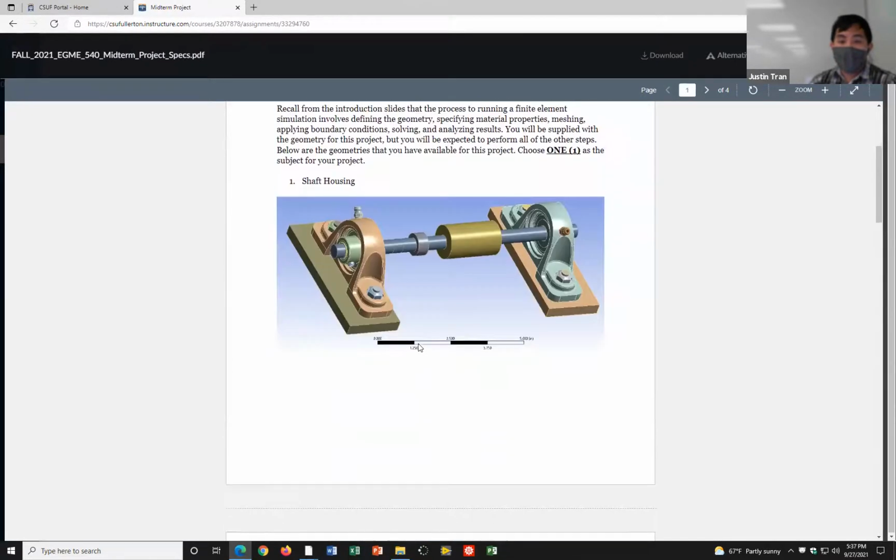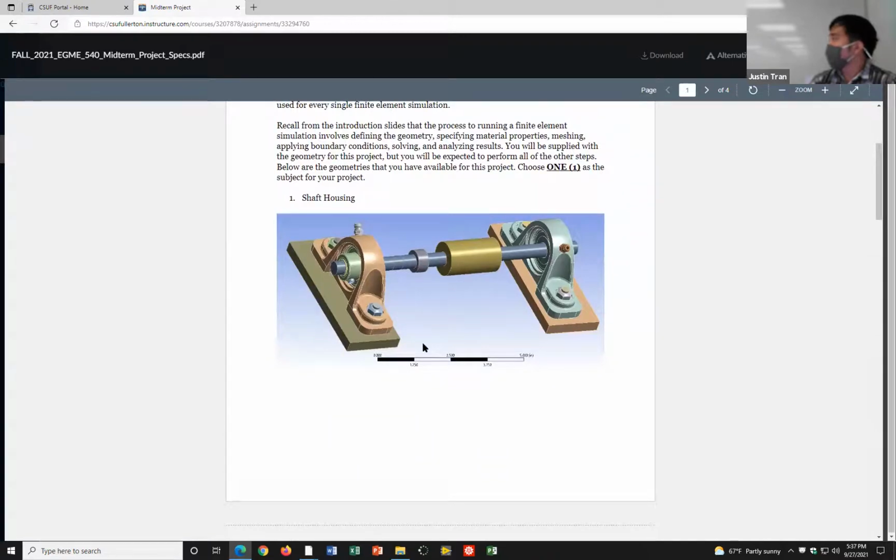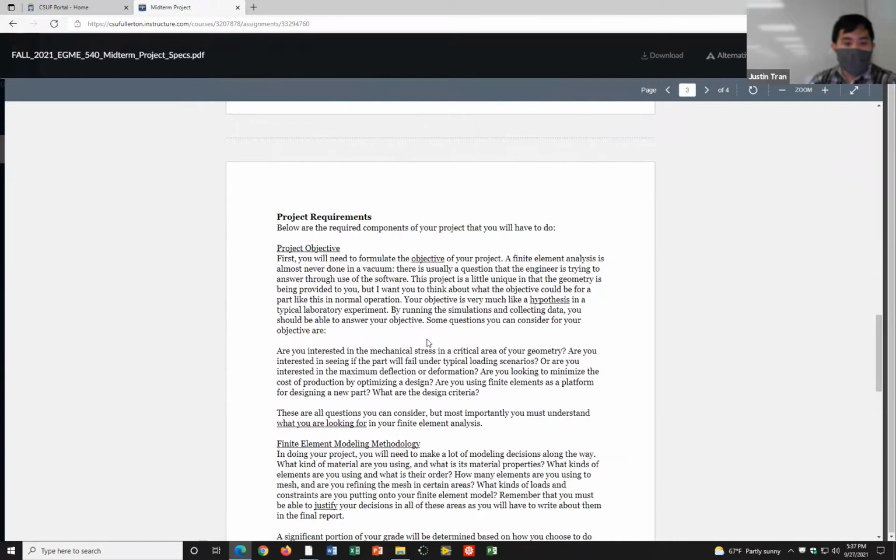Okay. So any questions so far on just the idea behind the project and the CAD files? Okay. Right. Okay, so let's talk about requirements.